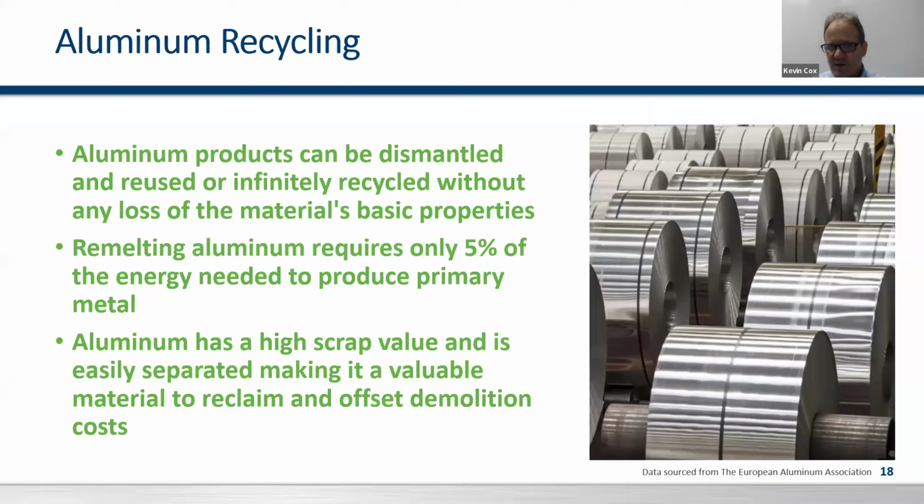Another piece that really makes this come into focus is that it only requires 5% of the energy needed to recycle aluminum than it does to produce a virgin material, to actually mine it. So if it was $100 per 10 ounces, it would be $5 per 10 ounces. So it's much more cost effective to recycle this material. So that high scrap value, it's easily separated from other materials. It's often used to offset demolition costs by reclaiming and recycling.